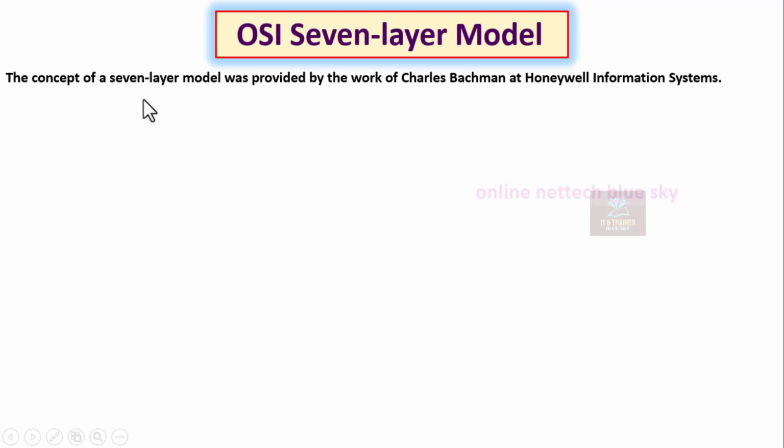So the concept of the 7-layer model was provided by the work of Charles Bachman at Honeywell Information Systems. Okay, so the concept of the 7-layer model was provided by the work of Charles Bachman at Honeywell Information Systems.